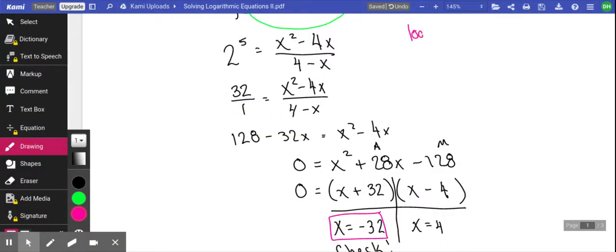Okay, so I've got log base 2, and then it's x squared minus 4x. So it's going to be negative 32 squared minus 4 times negative 32. And then that's supposed to equal log base 2 of 4 minus negative 32 plus 5. Wow. Okay, got the pen working there.